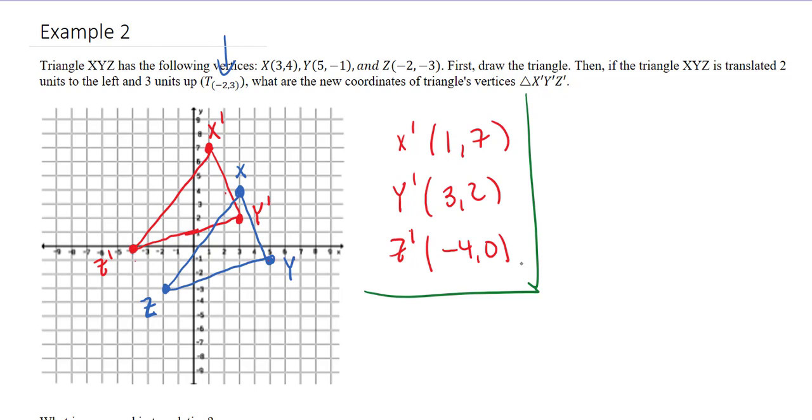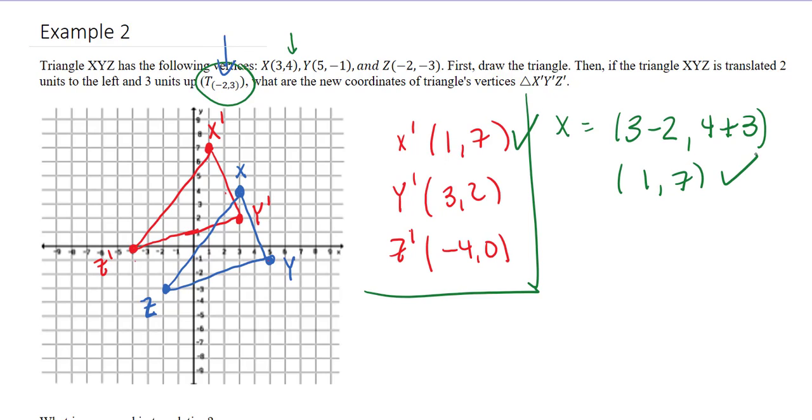Now let's go over another way we could have gotten this without actually graphing. If we just had the coordinates and the 2 units to the left and 3 units up, let's look at X. X is (3, 4). Our translation is -2, so we subtract 2 because we're going to the left. Then our y is 4, but we go up 3 units, so we add 3 because going up is positive. 3 minus 2 is 1, and 4 plus 3 is 7. That checks out: (1, 7).